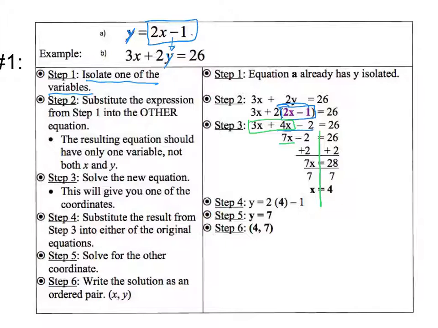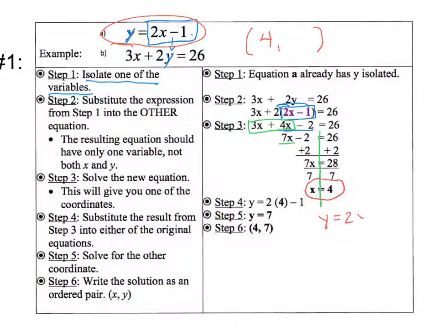Now, once we figure out x is 4, we are halfway done, because a solution to a system is always an ordered pair, so it's two numbers. The next thing I'm going to do is take that 4 and plug it into one of the equations. The best thing you can do here is plug it into the equation that had an isolated variable. If I have an equation that's already solved for the other variable, like I do here, I'm going to plug that x into that equation. And that's what they've done here.